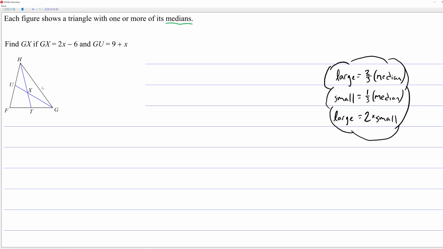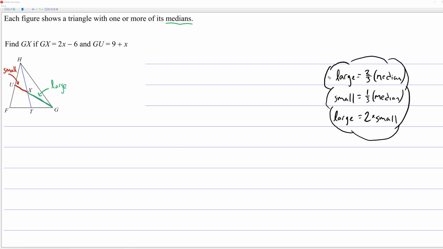So what I like to do when dealing with more than one median that intersects each other is I like to think about this as the entire median from G to U, and then this part of the median from G to X, which not very creatively I like to call the larger portion of the median, and then again, not very creatively, from X to U, this smaller portion of the median.